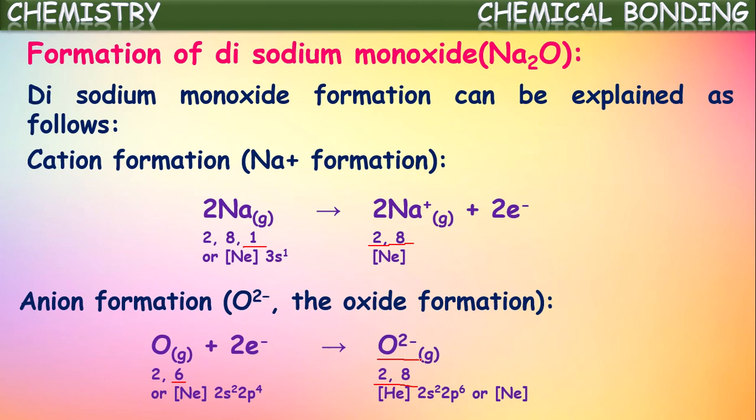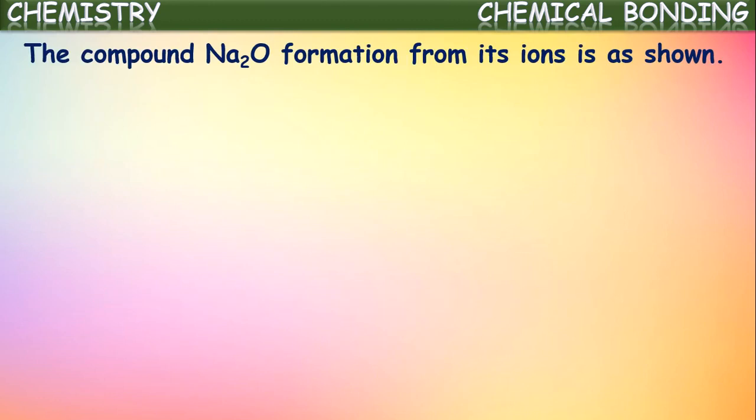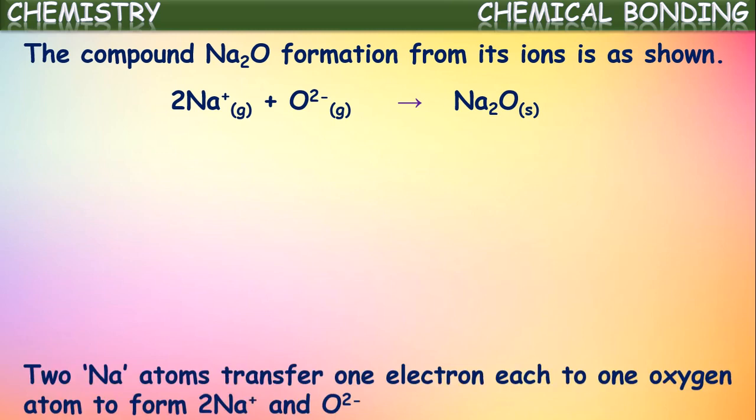Okay. Now the compound formation. So sodium ion and oxide ion are formed by the transfer of electrons from sodium atoms to oxygen atom. Now let us see the formation of this Na2O compound from its ions. What happens when sodium transfers electrons to oxygen atoms? Oppositely charged ions are created. So between these oppositely charged ions, an electrostatic force of attraction is created because of the transfer of electrons, and thus the sodium oxide compound is formed.